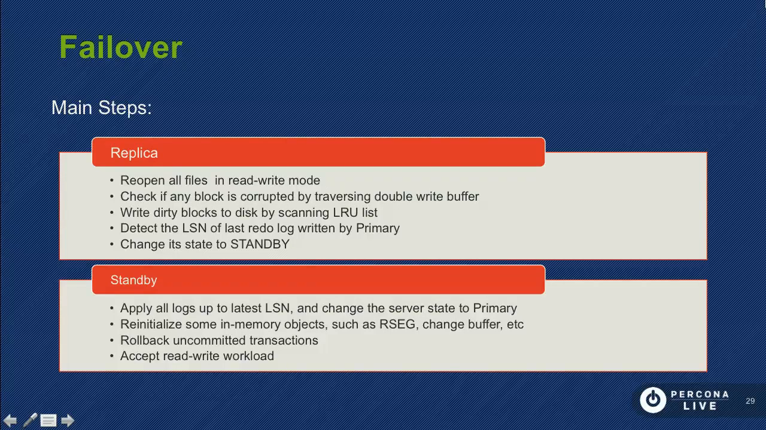After that, it will check the redo log on disk and find the latest LSN, the LSN of the last redo log, and then change state to primary, and change state to standby. So the replica and the standby share the second part of the code, and on standby it will apply all logs up to, let's say, everything, and change the server state to primary.